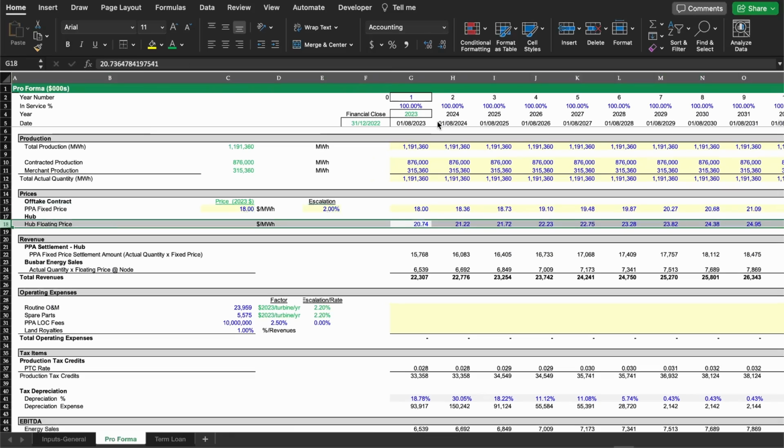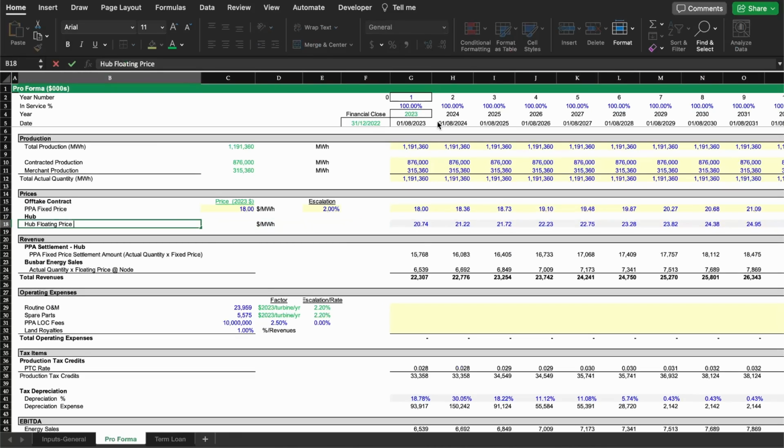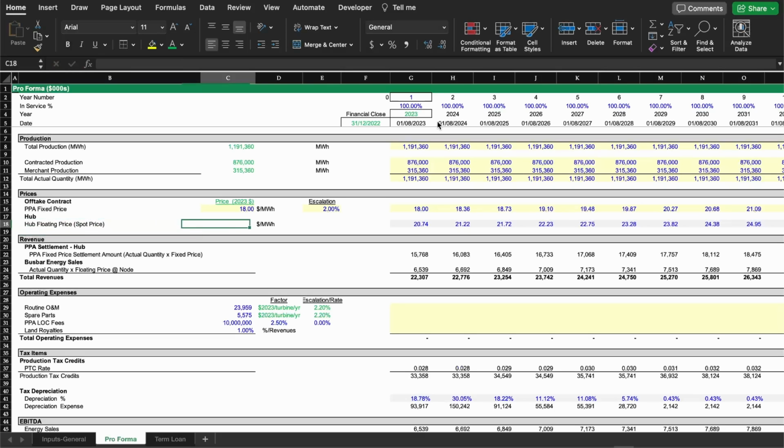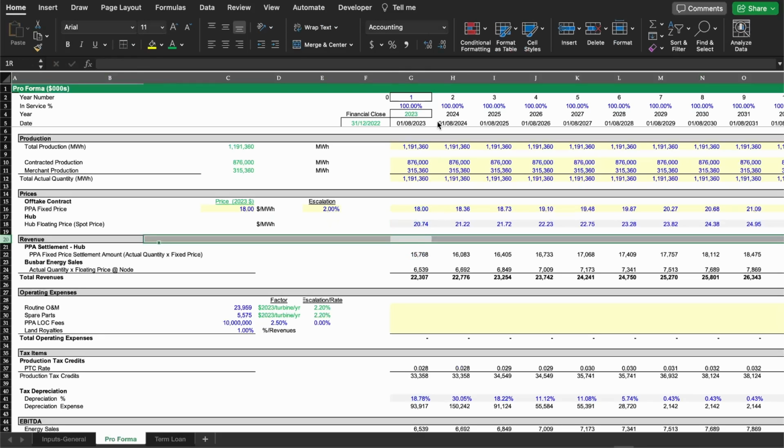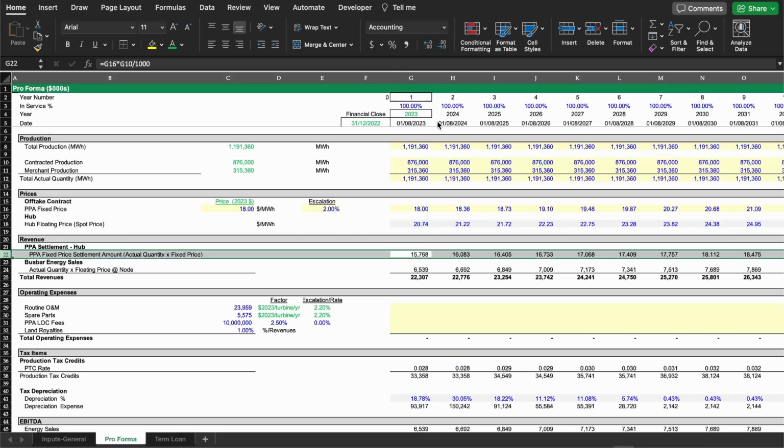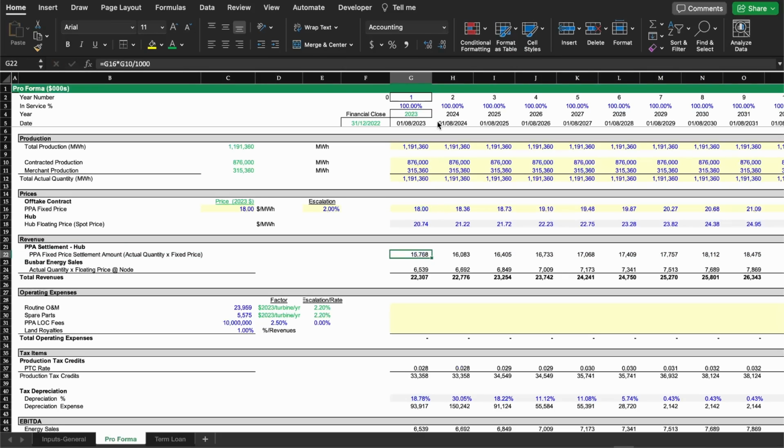Let's see what we have here now. We have the hub floating price, which I'm going to say is the spot price that we're assuming we're going to be selling the merchant production by. So this is going to be the price. You can see it's more expensive, which also makes sense, and that's it. So what do we have here? Okay, so we have the revenues. This is the PPA fixed price settlement amount. So the calculation is already done for us, and that should be correct, right?